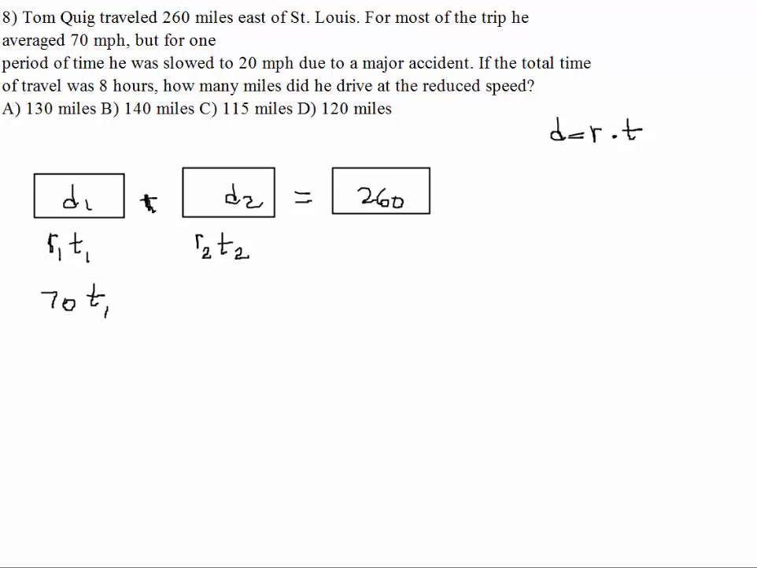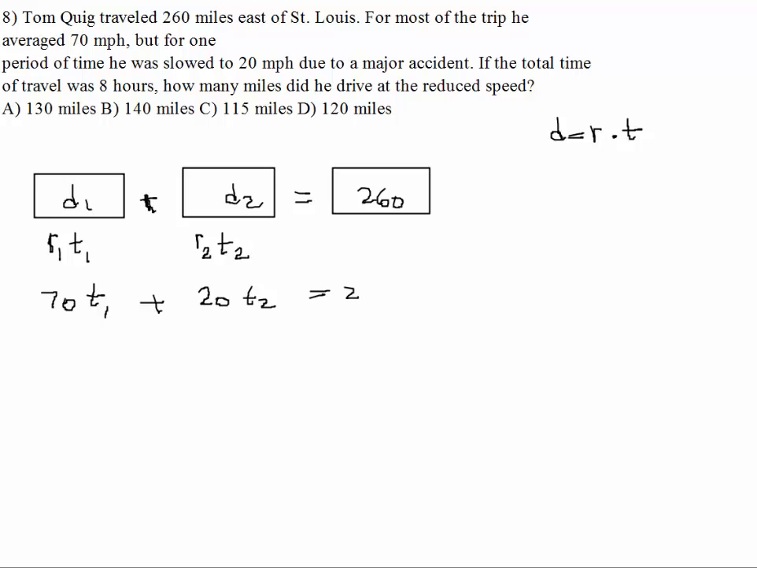Now, what is R2? Do we know the rate? 20 miles per hour. Yeah, 20. So for the other part, we're going 20 miles per hour. And then this would be T2. This should add up to 260.